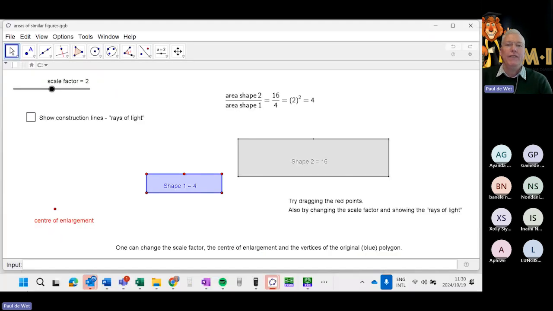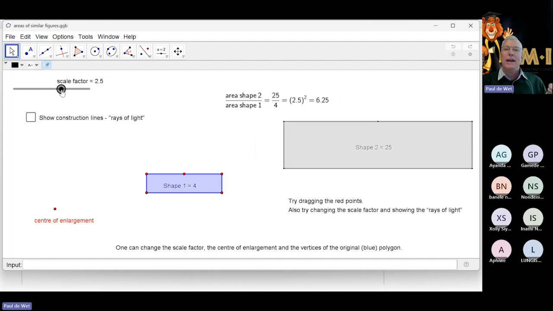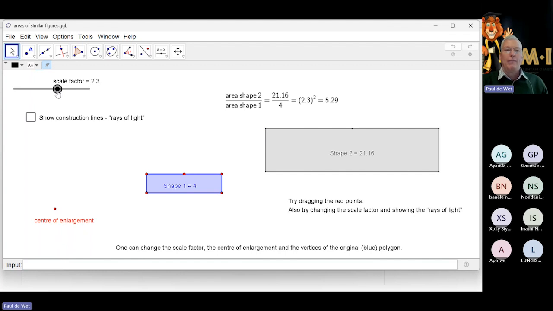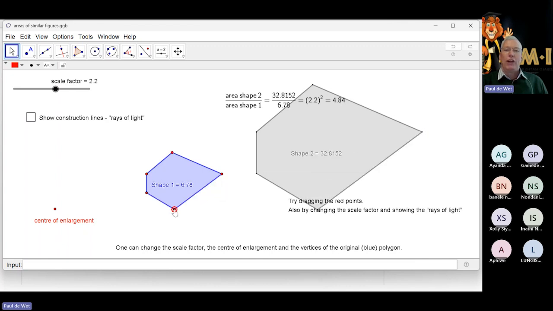Here's the sketch. If your scale factor is 2, so your sides are twice as big, then you square that to get the areas. Do you see that? So if I make the scale factor 3, the areas will be 9 times. 3 squared, 9. This applies to all similar shapes. It's easy to see with a rectangle. It's not so easy to see with a weird shape like that, but it's still true.